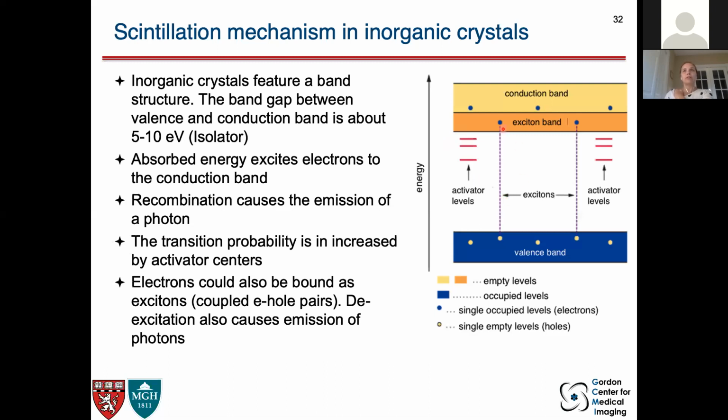And this transition probability is increased by using these activator centers, which can be dopants that you introduce into your crystal. And these activators or dopants are tailored so that the detector will emit light in the visible range with a good wavelength. So this is a really big area of research to find crystal host and dopant combinations that will give you a crystal with good properties for radiation detection purposes.